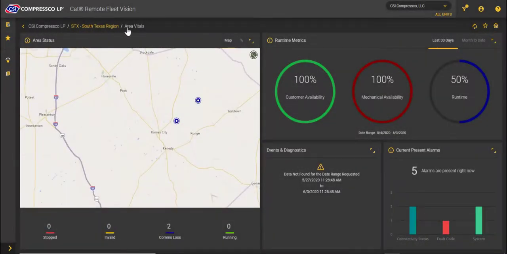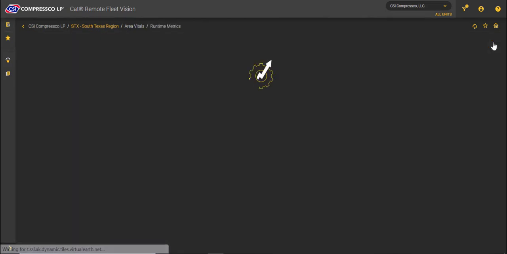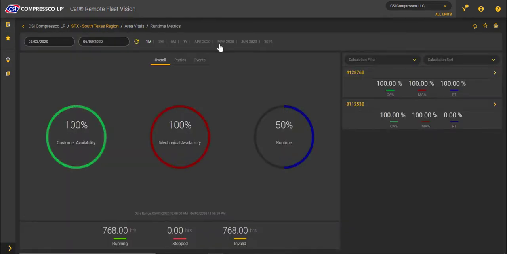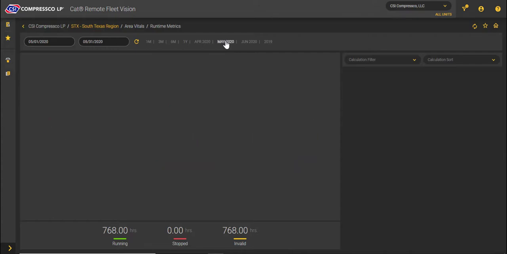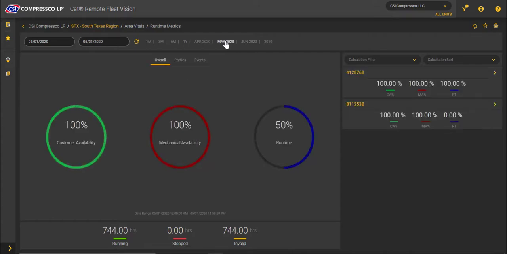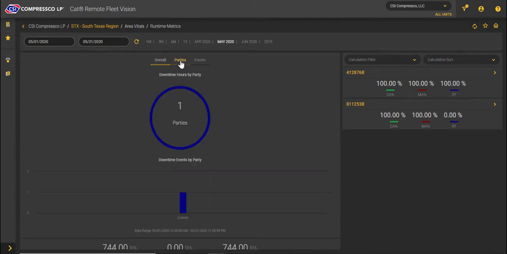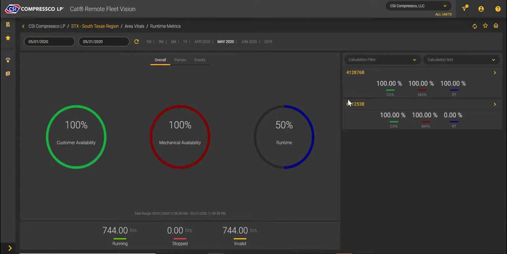Stay informed on runtime metrics for your entire fleet. Monitor by different time periods, such as 3 months or a specific month. See overall percentages, or breakdown by party or per event, and even look at runtime per unit.